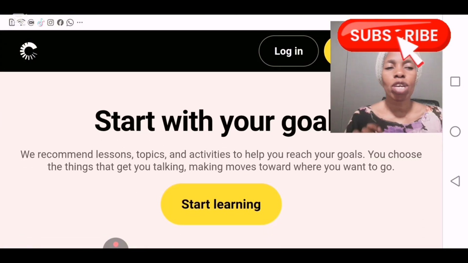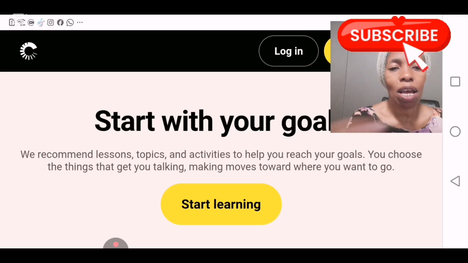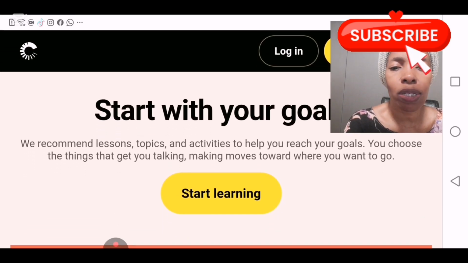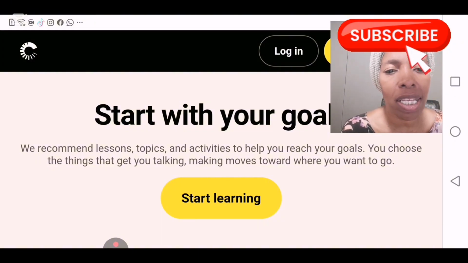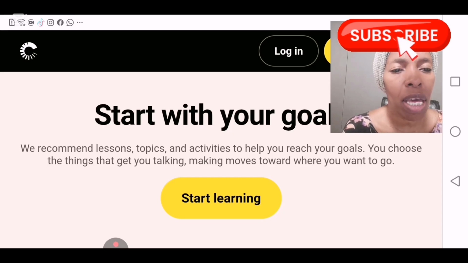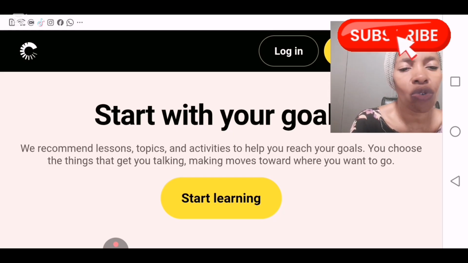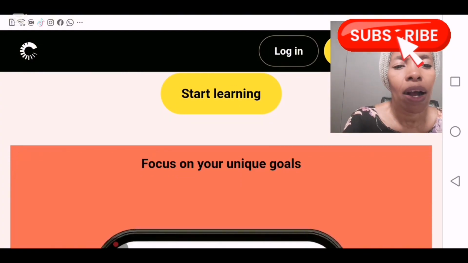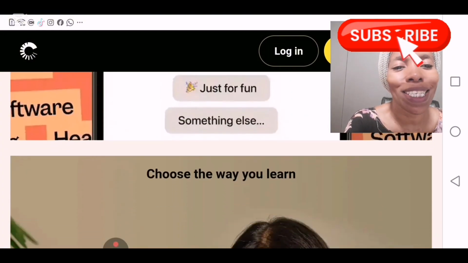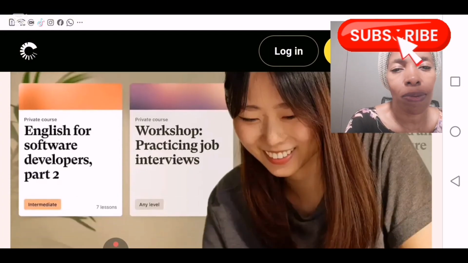But what we are looking for is literally the sector where we are going to teach English, that is the tutors sector. But here they say to start with your goals. We recommend lessons, topics, and activities to help you reach your goals. You choose the things that get you talking, making moves towards where you want to go. So you can start learning. This area is for students. All right. So for us, we are only interested in the tutoring.